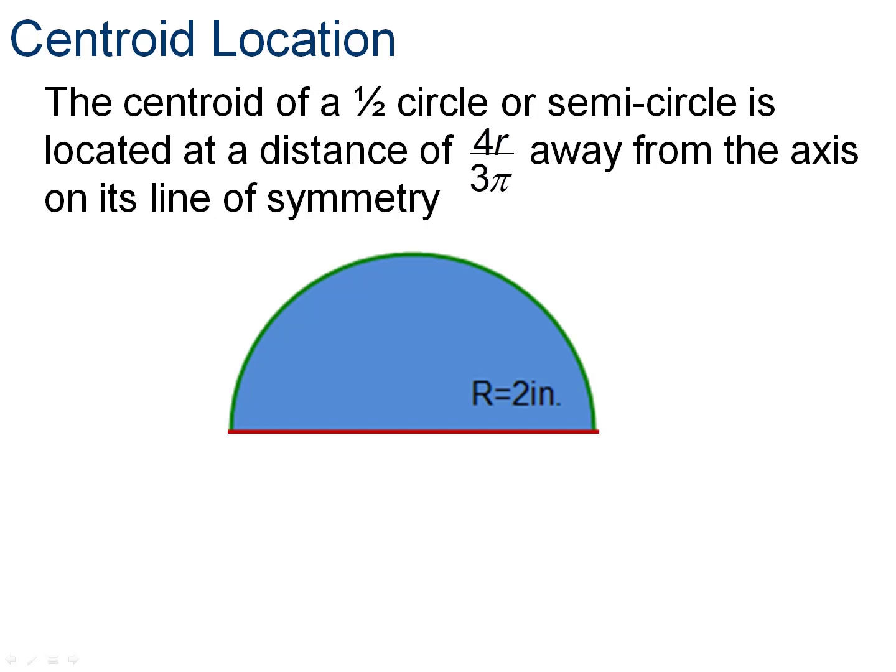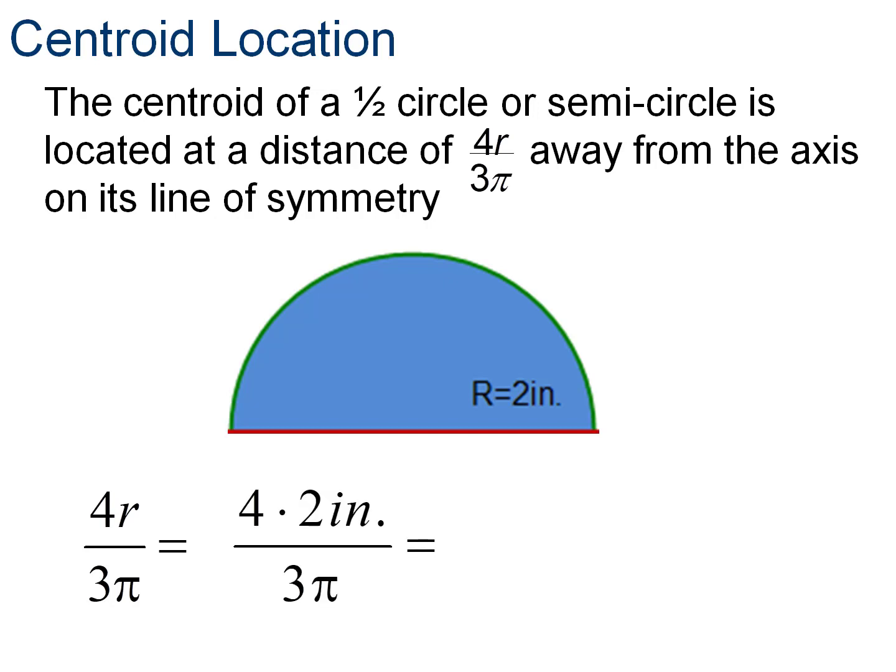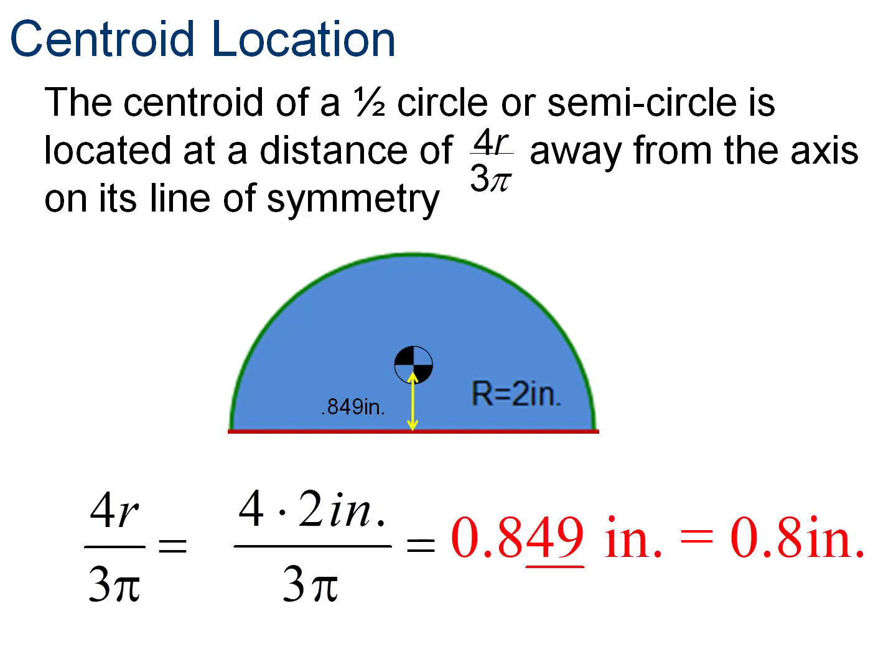So if we look at a semicircle, a little different than that circle, because the circle, the centroid, is always in the middle again. But a half circle or a semicircle, that is located in the line of symmetry right across the middle, left to right in this image. But in terms of the Y bar for this one, it's going to be represented by the formula 4 times the radius divided by 3 pi. So in this instance, if I go 4 times 2 divided by 3 times pi, I end up with 0.849 inches.